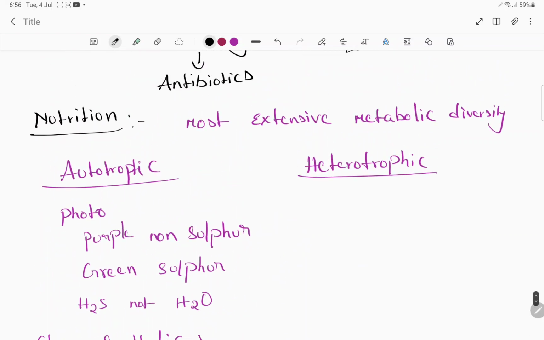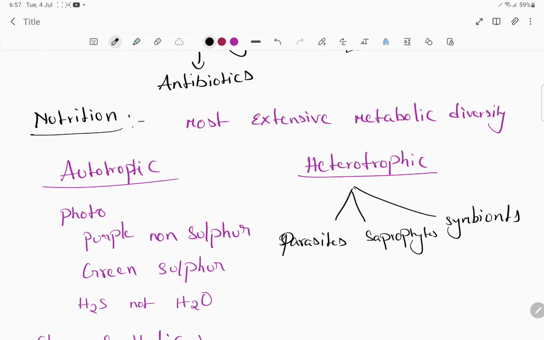And heterotrophs. Coming to the heterotrophs, they take ready-made organic food from different sources. Based on the nature of the source, heterotrophs are divided again into three categories. They are parasites, saprophytes, and symbionts.